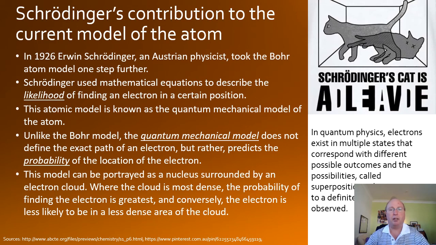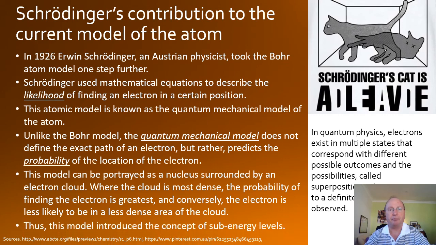The model can be portrayed as a nucleus surrounded by an electron cloud. Where the cloud is most dense, the probability of finding the electron is greatest. And conversely, the electron is less likely to be in a less dense area of the cloud. Thus, this model introduced the concept of sub-energy levels.